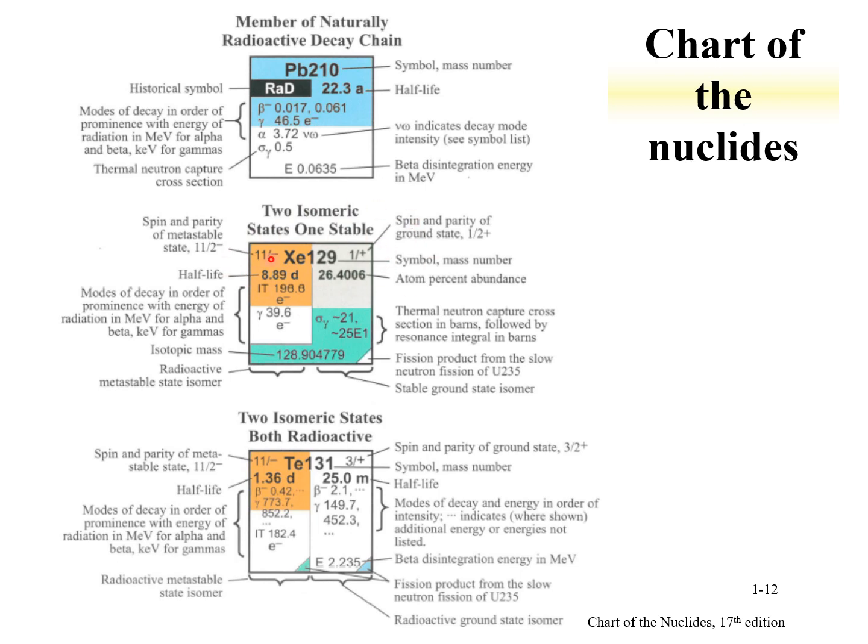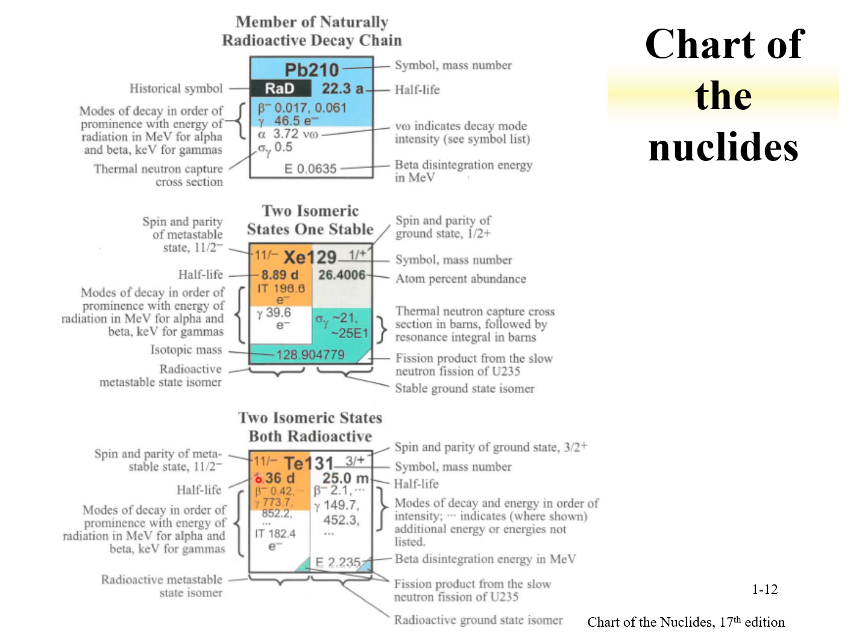So this is a metastable state, ground state, so metastable state, spin and parity, half-life, decay modes, ground state, spin and parity. This is stable, so this is the atomic abundance. And then two isomeric states that are both radioactive, so tellurium-131.